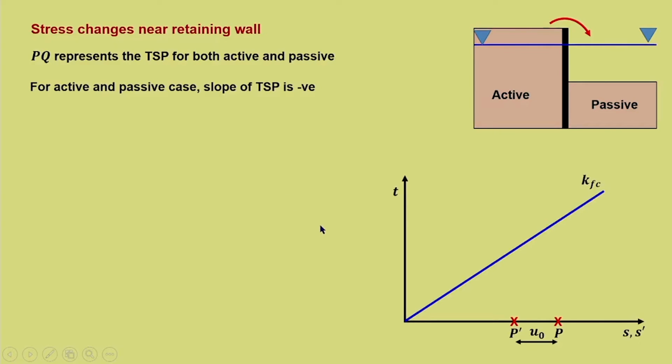So, P, this is the starting point and there is an initial pore water pressure of U naught. Now, this is the manner in which the total stress path changes. Why? Because the total stress path slope is negative. So, that is why it is moving in this direction. The shear stress component is increasing, but S dash or S component is decreasing. Now, nature of ESP will depend upon soil type and soil behavior and stress history. This again I am repeating.